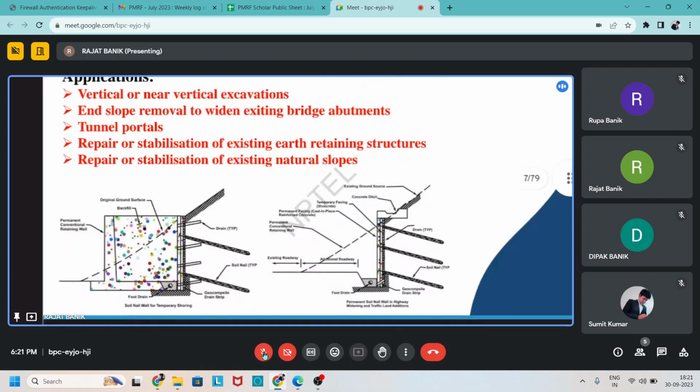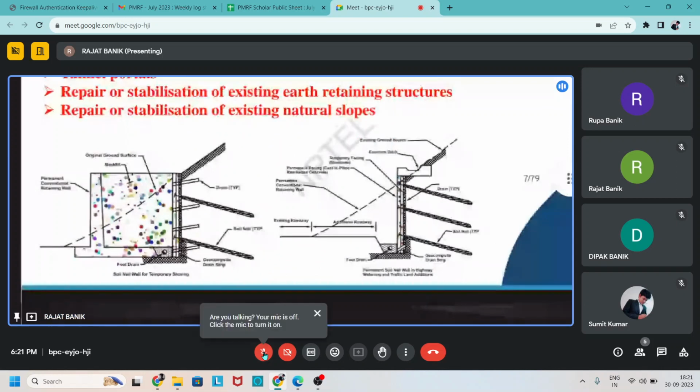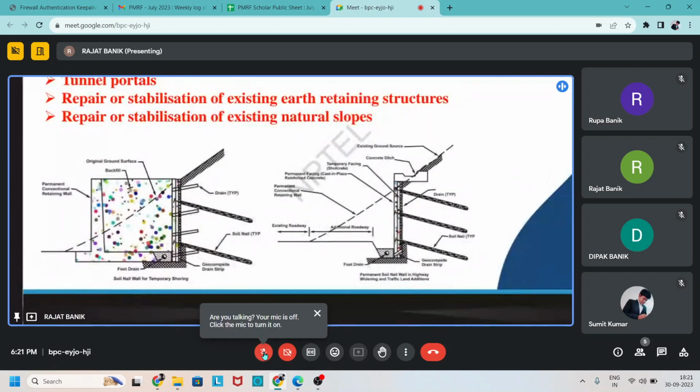So if we see in these two figures, the first one is for a soil nail wall for temporary shoring, and the second one is a permanent soil nail with highway widening and traffic lane additions. So when we build a retaining wall to stabilize the ground or to carve the slope, before construction of the retaining wall, for temporary basis, we use the soil nail in this ground.